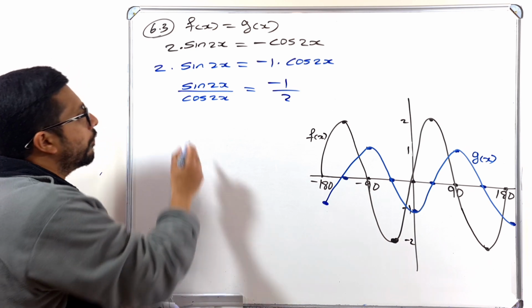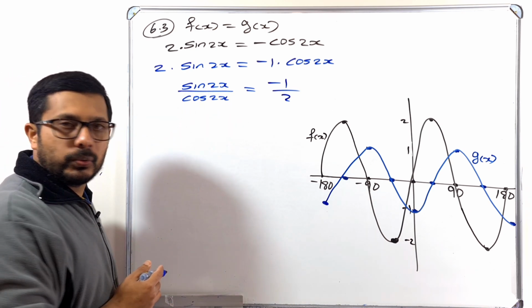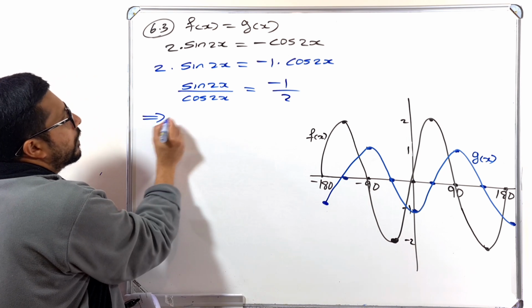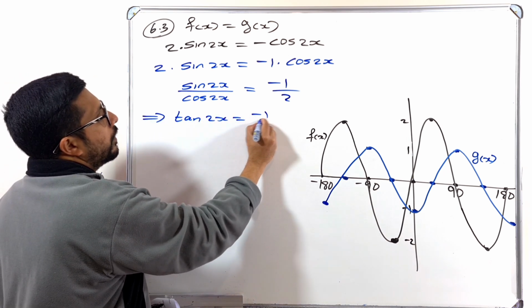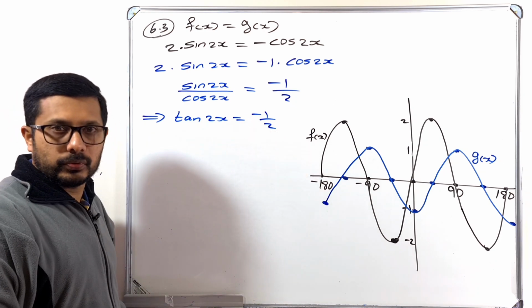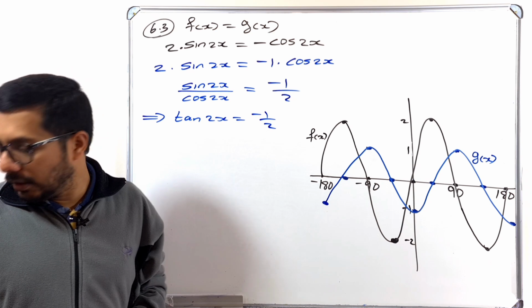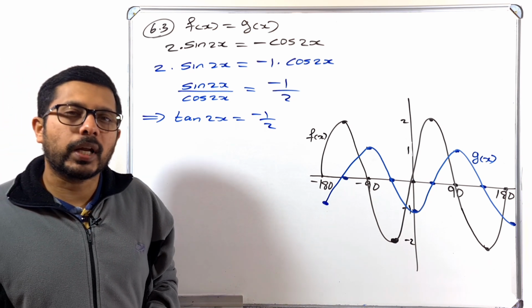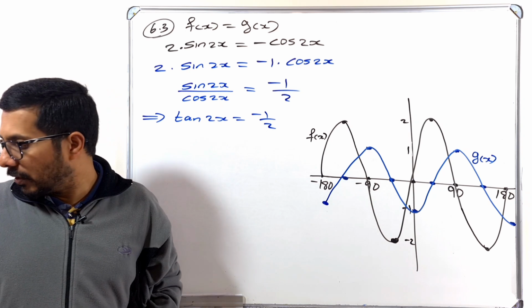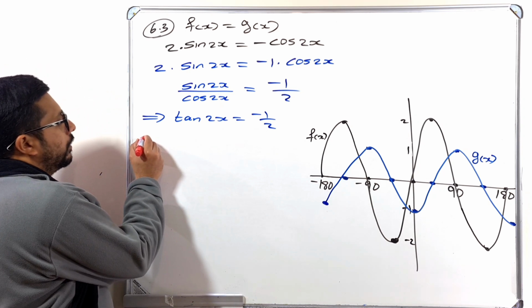So what is sine 2x divided by cos 2x? That is tan 2x. So it implies that tan 2x is equal to minus 1 over 2. Do you understand? So we got an expression in a single trigonometric ratio. Now what is the next step? You have to write the reference angle. How can you find the reference angle?